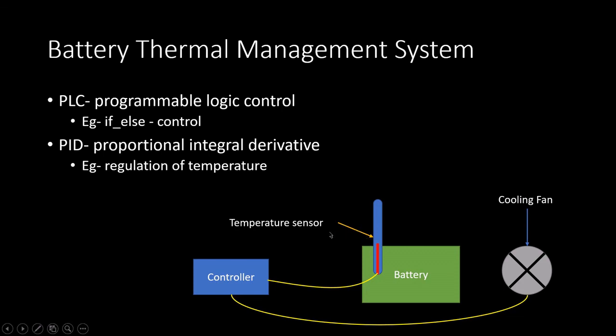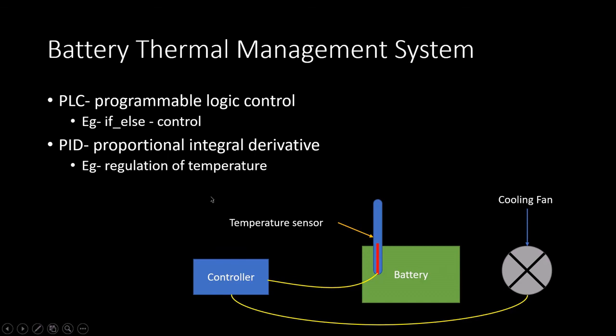So what will this controller do? This controller will monitor the temperature of this battery, and as it becomes greater than the threshold value, it will provide a command to this cooling fan. The fan will turn on and blow air over the battery, and by using that atmospheric air, the temperature of the battery will be reduced. This is just a simple example so that you can understand these things.